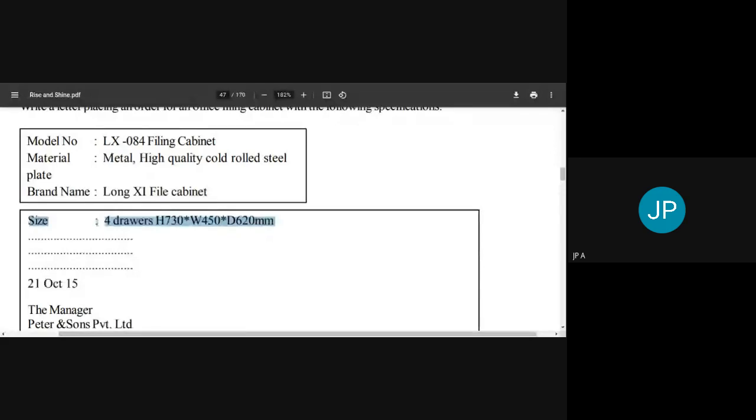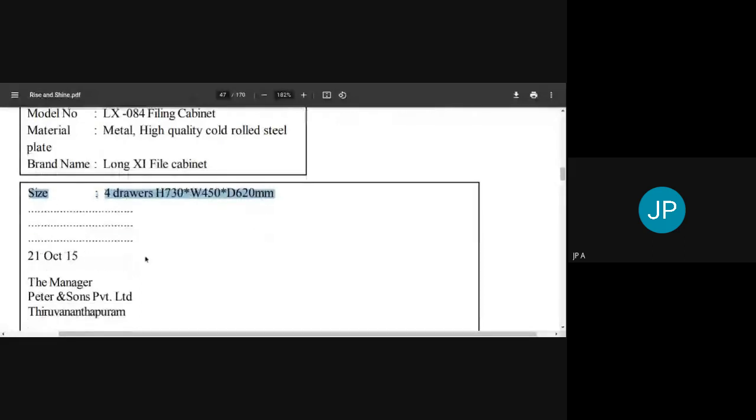Then brand name, okay, the name of the brand. Then size, how many drawers do you want? Depending on what kind of things, how many things you want to keep in your cupboard. So four drawers means it will be that much height only. If you have six drawers, it will be very tall. So the size of the cabinet will increase depending upon your use. And if you look at the size, this is mentioned here. One second. I'll copy just the size for you. H730 is mentioned. H is height, W is width, and D is depth.